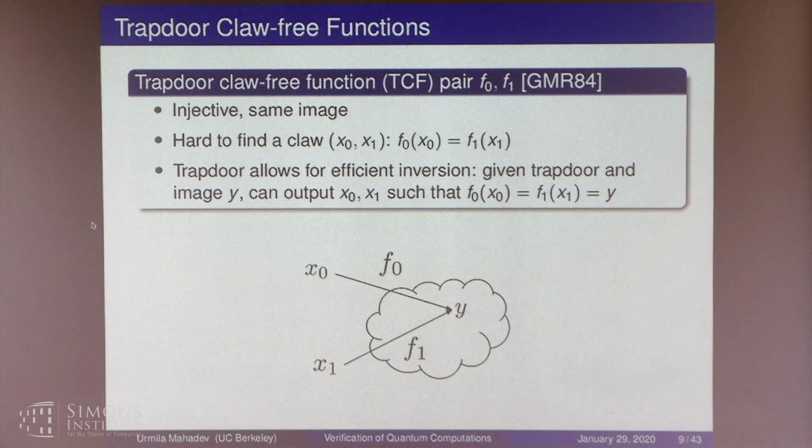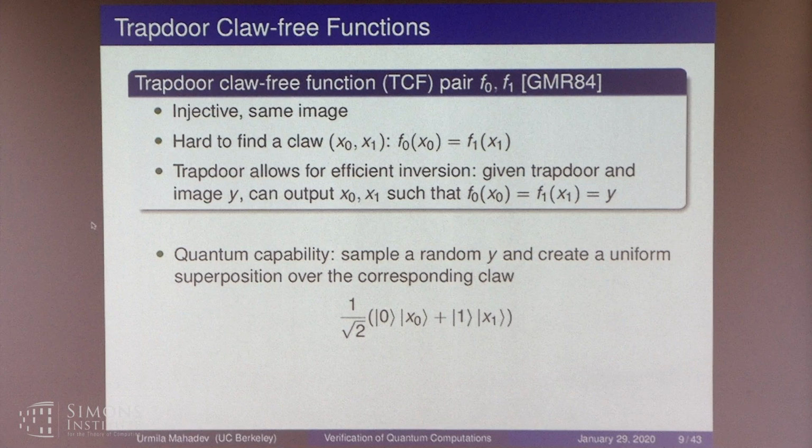Now, quantum computers can do something pretty interesting here. What a quantum machine can do is sample a random image Y and create a uniform superposition over the corresponding claw. I'll tell you how this is done in a second, but for now, let me just tell you why this is interesting, why it sets quantum machines apart from classical machines.